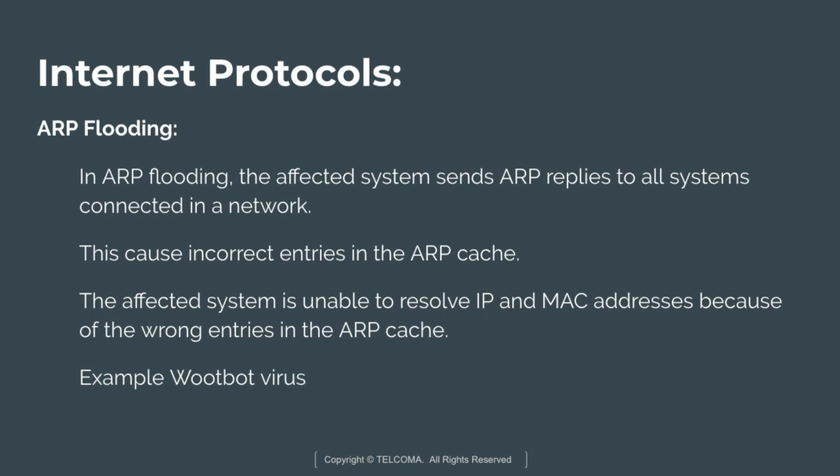Now let's discuss ARP flooding. In ARP flooding, the affected system sends ARP replies to all systems connected in a network, and this causes incorrect entries in the ARP cache. The affected system is unable to connect to any other system in the network, and is unable to resolve IP and MAC addresses because of the wrong entries in the ARP cache. This is known as ARP flooding, and an example of this is the Woodport virus.